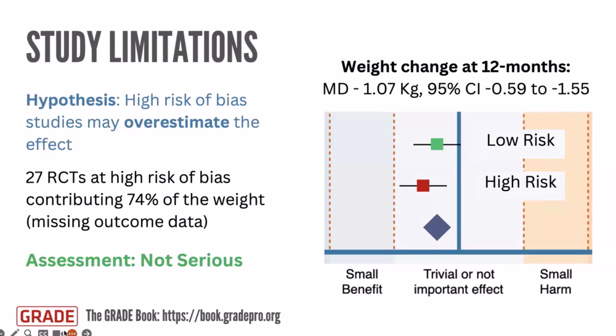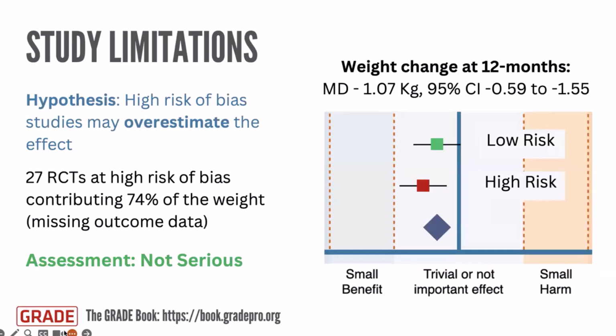And in this case, you see that low risk of bias and high risk of bias both show that there is no important effect. You see the low risk of bias has a smaller effect, but both are in the range of no important effect. Even if you make the reasonable assumption that the high risk of bias studies may overestimate the effect, even those trials are showing that there is no important effect. So really, risk of bias is not a serious concern when we are rating our confidence in no important effect.